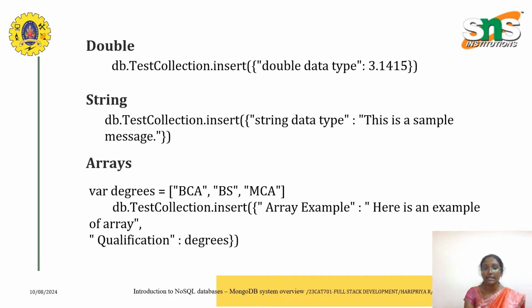So the variable degree is equal to the group of data collected or inserted in a single array. The variable degree is equal to BCA, BS and MCA. So db.testcollection.insert, it's an array example. Here is an example of array. I'll give some quotes over here. Qualification colon degree, where qualification is a field of my column, a field of my table, and after that I give degree as the value. So BCA, BS and MCA will be inserted into the particular database.